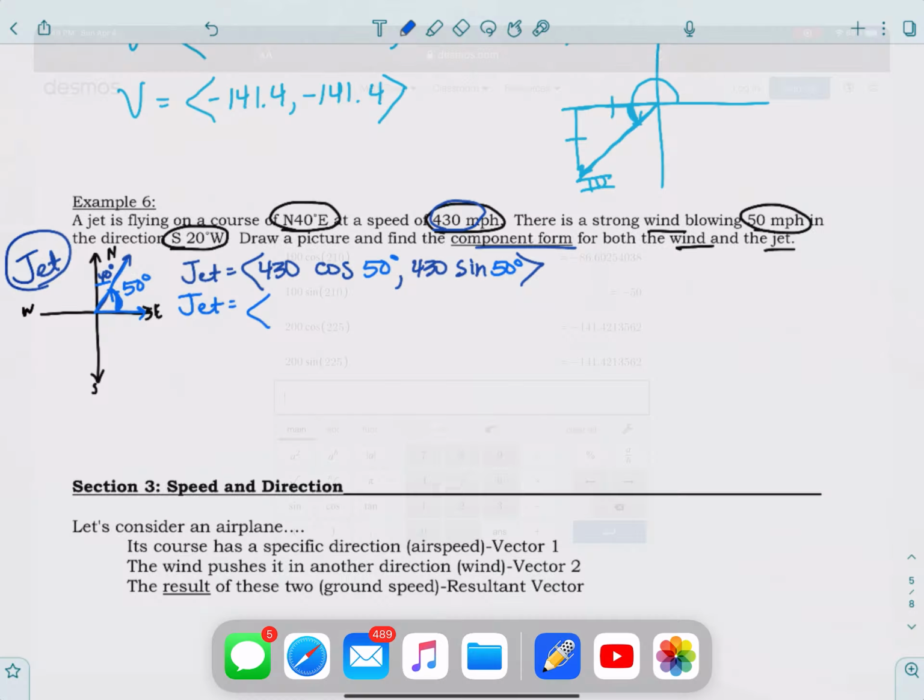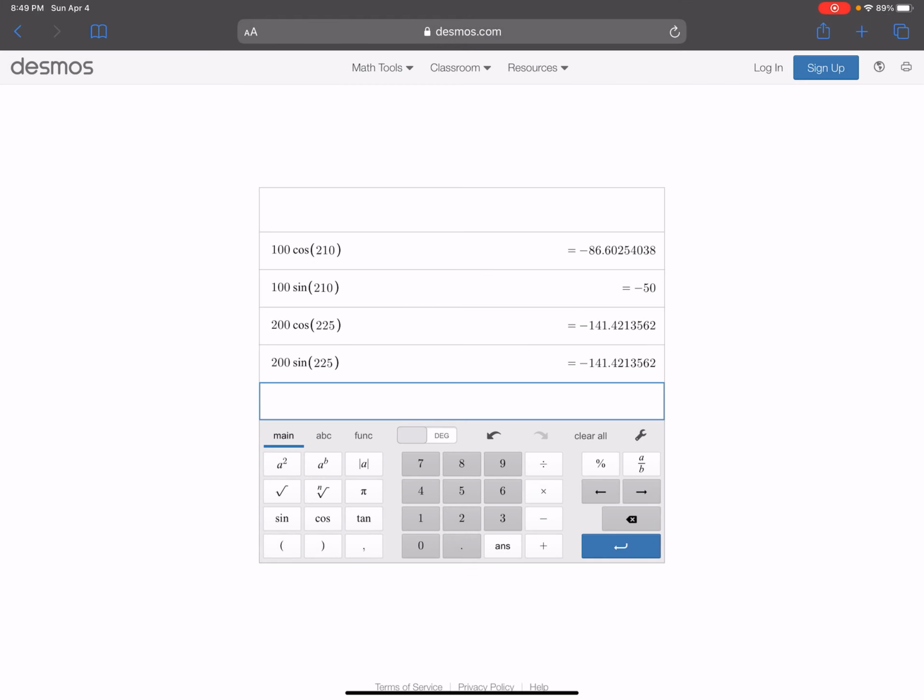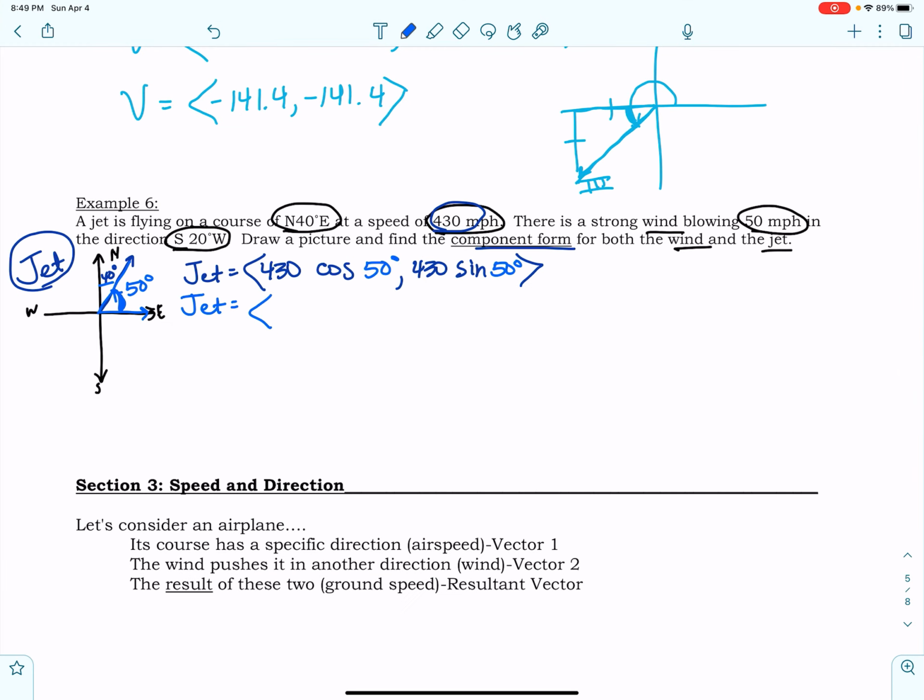I'm going to go to Desmos. 430 times cosine 50, 430 times sine 50. So I get 276.4 and 329.4. So I'm going to go back to my problem and write that down: 276.4, 329.4. Again, pay attention to what this means. We're in quadrant 1, so it makes sense that for the jet, both of these values are positive. You with me?